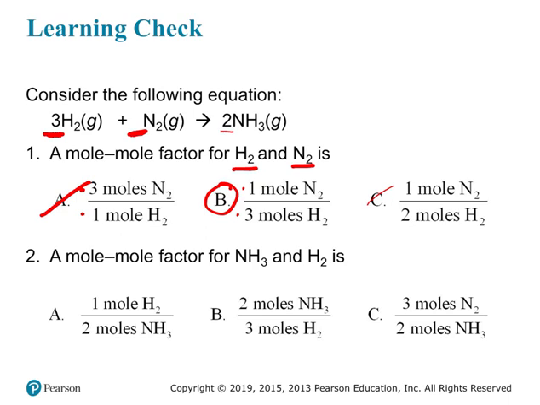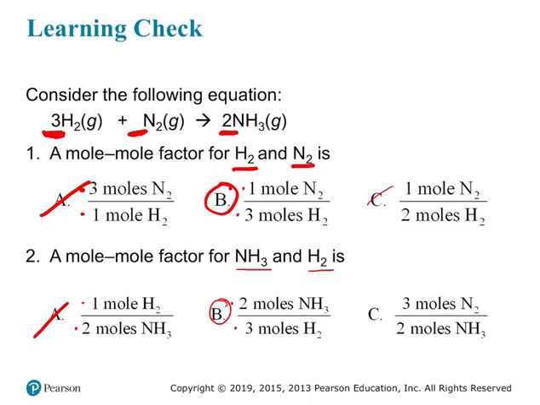Okay, now what if we're trying to write a conversion factor between NH3, the product, and H2 gas? Is it A, B, or C? Okay, so looking at the options here, let's start with A. This one says 1 mole of hydrogen over 2 moles of ammonia. That's not right because we actually have 3 moles of hydrogen. All right, B, we have 2 moles of ammonia for every 3 moles of hydrogen. Looking up above, 2 moles of NH3, 3 moles of hydrogen. So that's our answer.